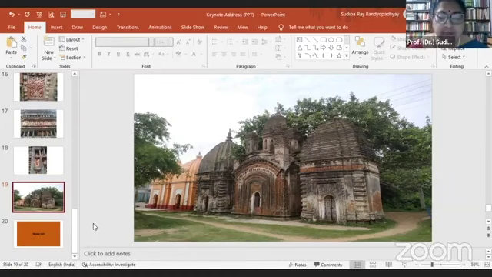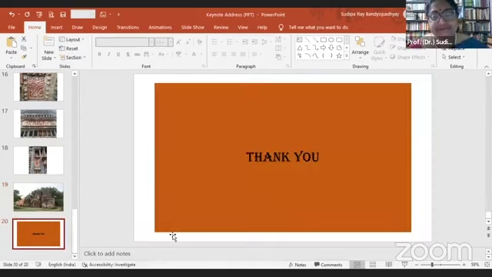The panelists who would be speaking at this seminar have done extensive research on the terracotta art of Bengal. Now we look forward to hearing from them. I am sure all of us attending this online symposium will be enriched by their knowledge in the area. Thank you.